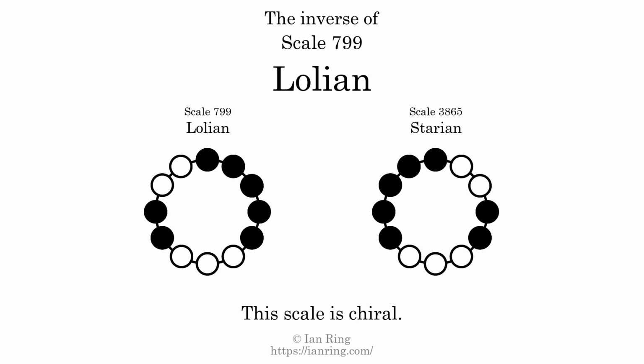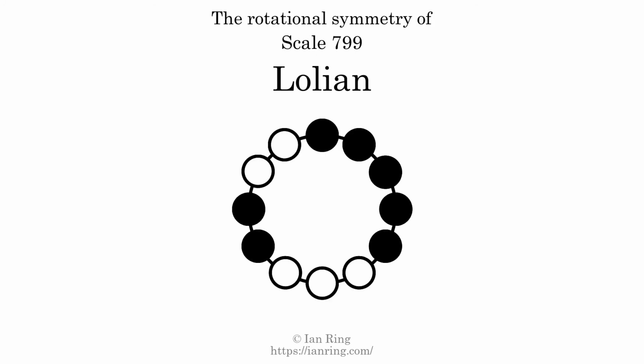The inverse of a scale is a mirror image. It is what you get when the sequence of intervals is reversed. The inverse of this scale is scale 3865, also known as Sterrean. This scale is chiral. It cannot transform into its inverse by rotational transformation. This scale has no rotational symmetry.